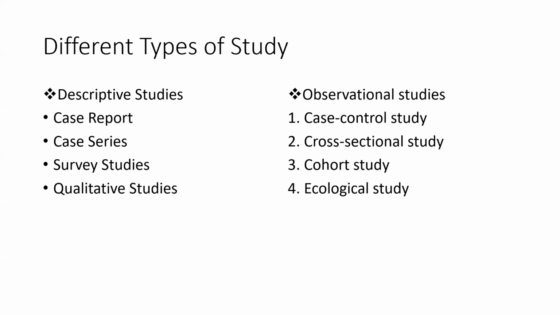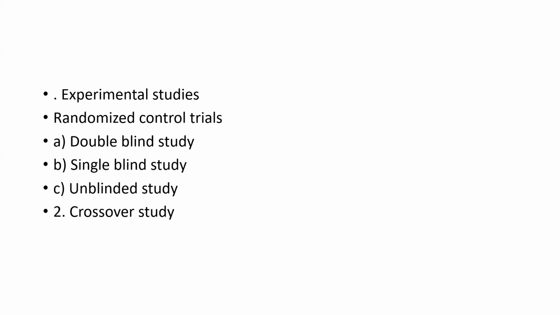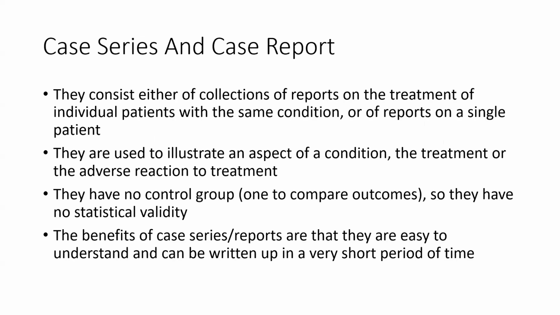Now the different types of studies are descriptive studies and observational studies. Descriptive studies include case report, case series, survey study, and qualitative studies, and observational studies include case control study, cross-sectional study, cohort study, and ecological study. Experimental studies are randomized control trial, double blind study, single blind study, unblinded study, and crossover study.